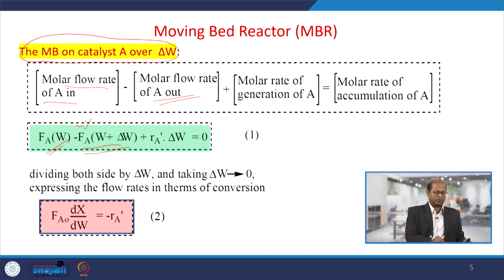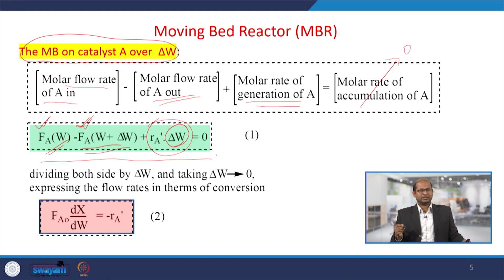So, this is the inlet flow rate, this is the outlet, and this is the rate of generation term, R A prime, the rate of generation of component A per unit weight of catalyst per unit time. Here, the total weight of catalyst we have taken is delta W, within which the reaction occurs, and at steady state the accumulation term is 0. So this is the general material balance. If we divide both sides by delta W and take delta W tending to 0, the final equation is this.